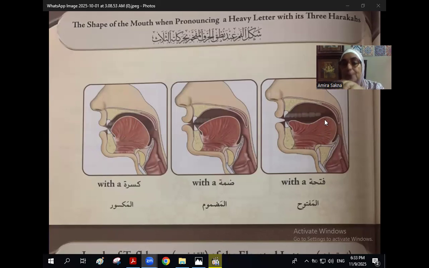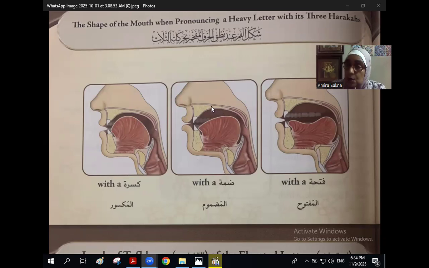What's important here? This is the shape when we pronounce a heavy letter. It would be like this: back of the tongue higher, and there is a curvature in the middle part of the tongue. Our scholars said that the echo will not be the same because scientifically the area of echo here is bigger than the area of echo here. This is scientific, not tajweed. If I have more space, I will have more echo. More echo means more tafkhim, more mufakham letter, more heavy letter.